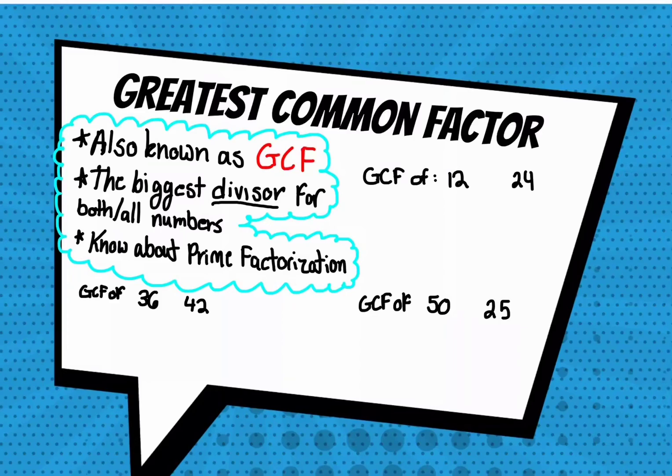Finding the greatest common factor, or GCF, is finding the biggest divisor in both or all of the numbers that you have. If you know prime factorization, this is going to help you a lot. If you don't know what it is, go back and watch my video. In the search bar, type in prime factorization. You'll find it. It's not too long.